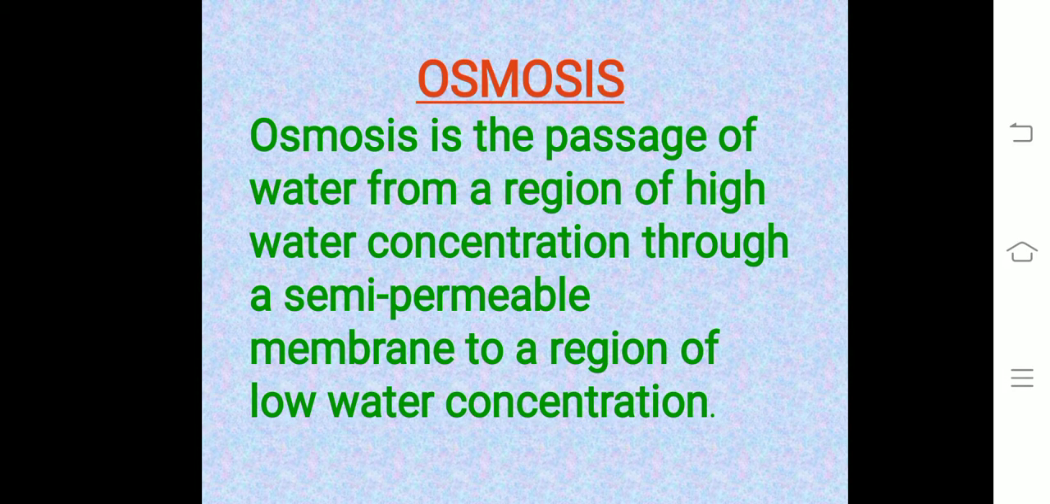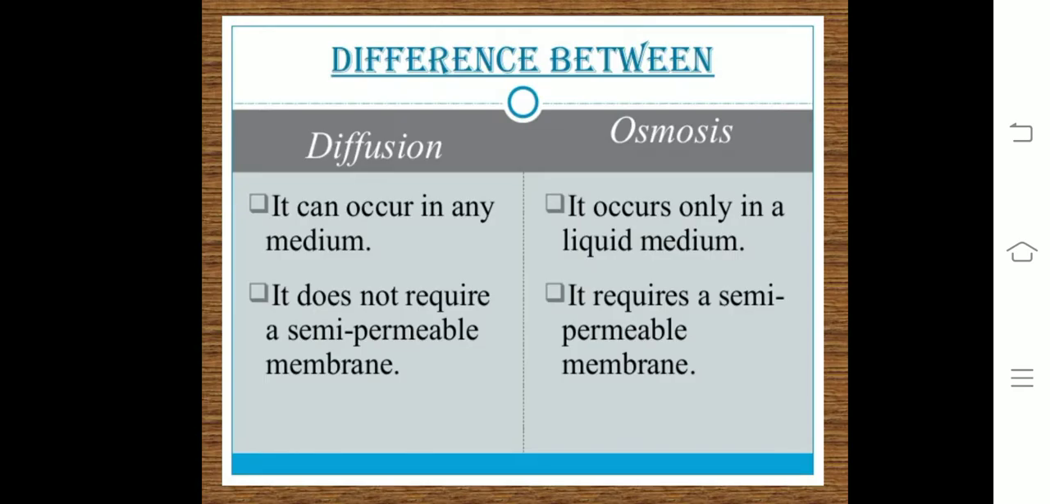Osmosis. Osmosis is a special type of diffusion in which water moves from a region of high water concentration to a region of low water concentration through a semi-permeable membrane. What is the difference between diffusion and osmosis? We know that diffusion can occur in any medium, that is, it can occur in solids, liquids, or gases. But osmosis occurs only in liquid medium. Diffusion does not require a semi-permeable membrane, whereas osmosis requires a semi-permeable membrane.